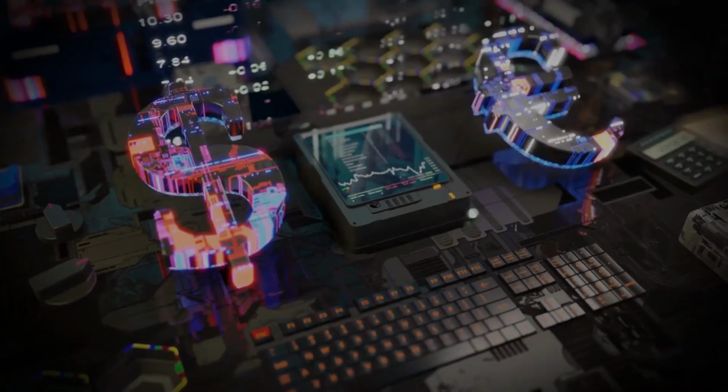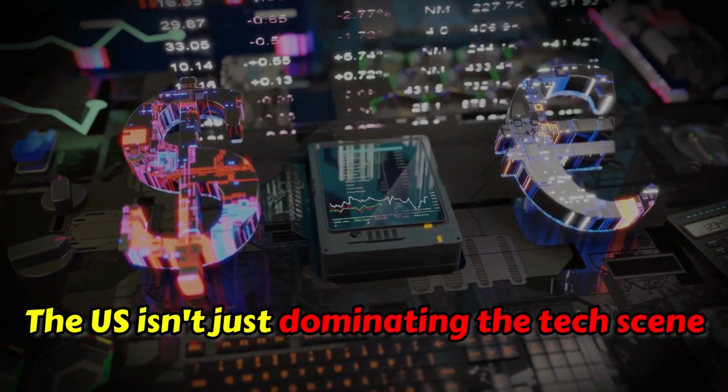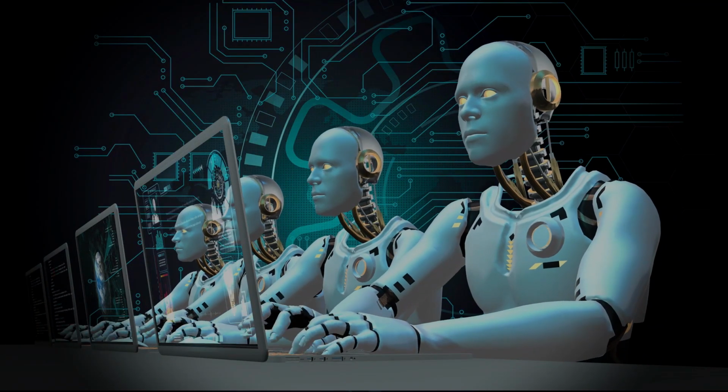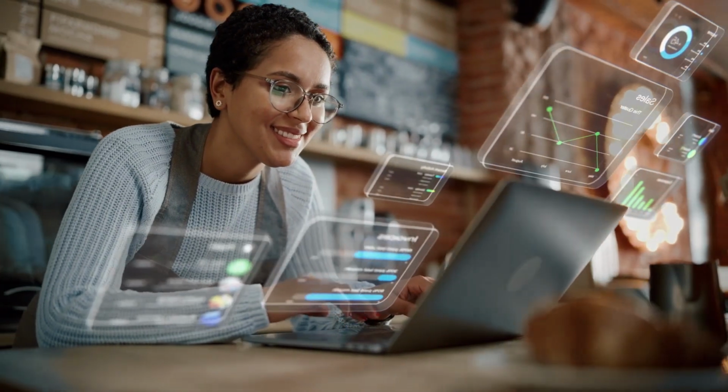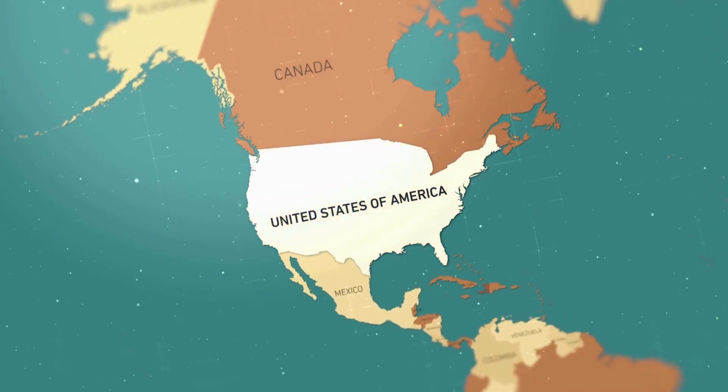And here's more. The US isn't just dominating the tech scene. They're expanding into the world of artificial intelligence, AI, and setting the rules of the game. Europe is trying to keep up with this digital revolution, like the tech Olympics. Labor force and productivity dynamics. Let's get to the workforce vibes in the US and the EU.